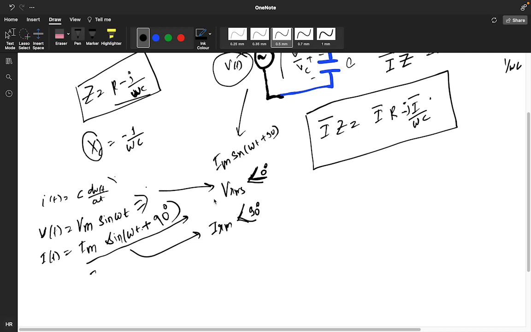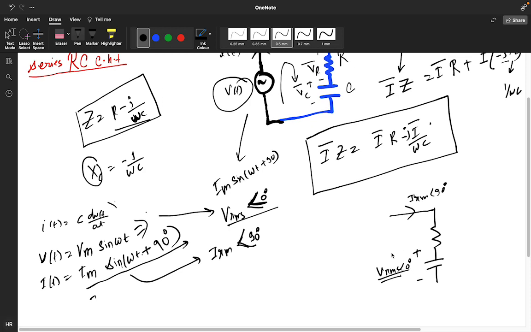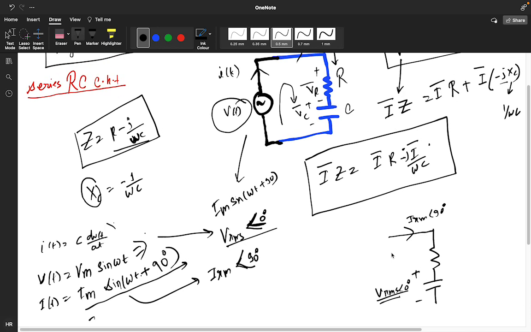So these things you are getting. Now you particularly know that the current IRMS is flowing at an angle of 90 degree, and the voltage across this is VRMS at an angle of 0 degree. Right? Or any doubt?